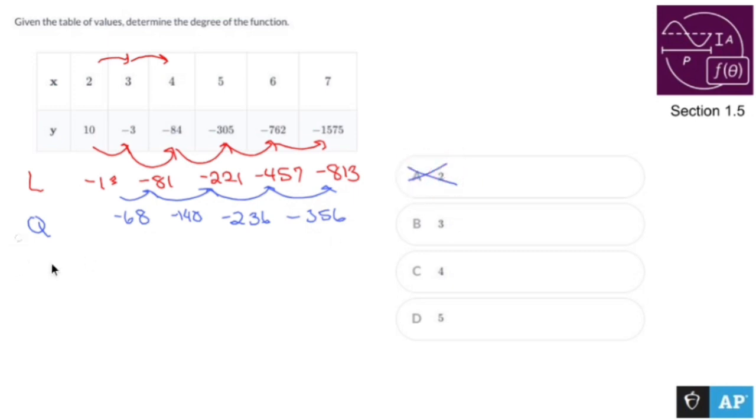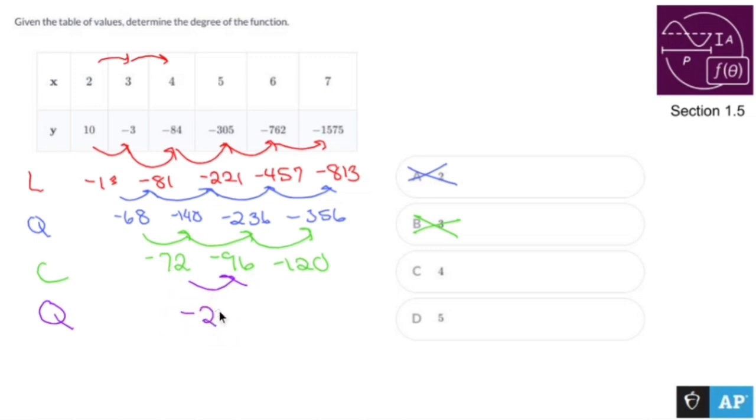Then let's do it again, see if it's cubic. Okay, so to get from -68 to -140, we subtract 72. To get from this number to the next number, we subtract 96. And to get from this number to the next number, we subtract 120, not cubic. Let's see if it's quartic, if it's a fourth degree. To get from -72 to -96, we subtract 24. And to get from this guy to that guy, we subtract 24. And oh, happy day, it's a quartic, making it a fourth degree polynomial.